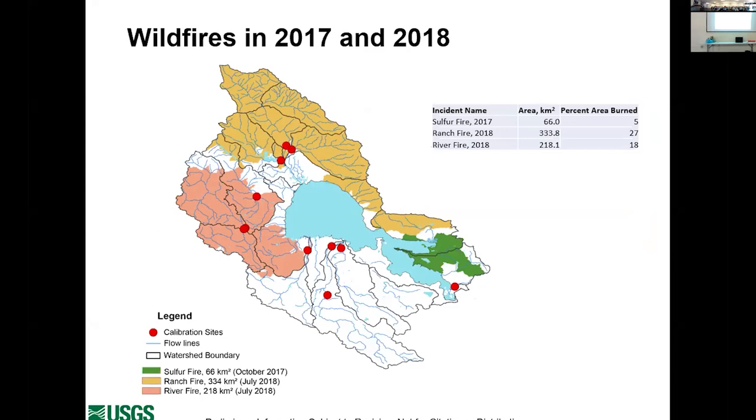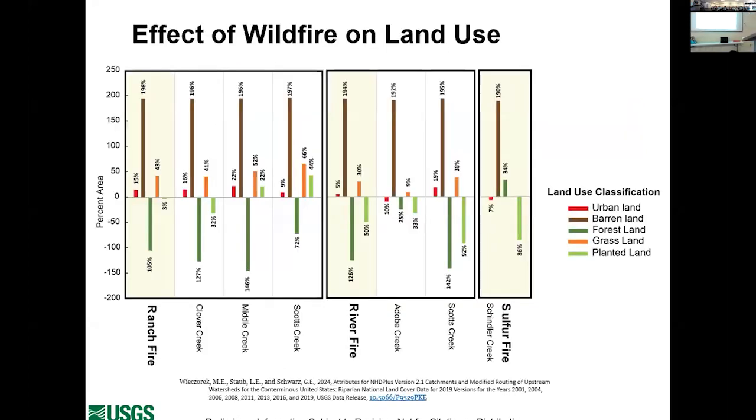Scotts Creek and Middle Creek, Coles Creek, and then down here in Burns Creek and Sugars. So I wanted to look at what the fire is doing. I'll start from the left side with the Ranch Fire. The three major basins that were affected were Scotts Creek, Clover Creek, and Middle Creek.